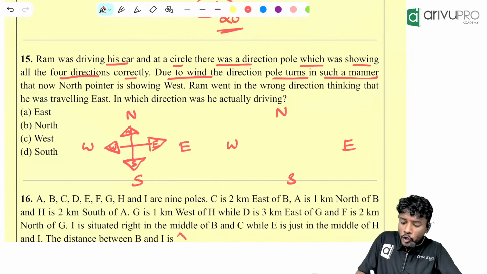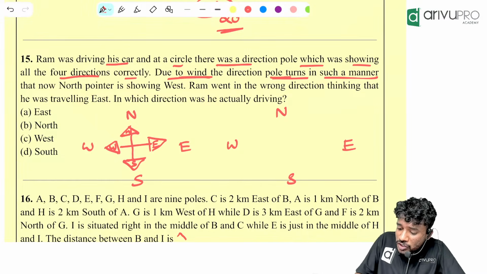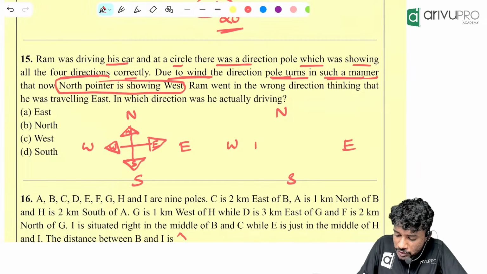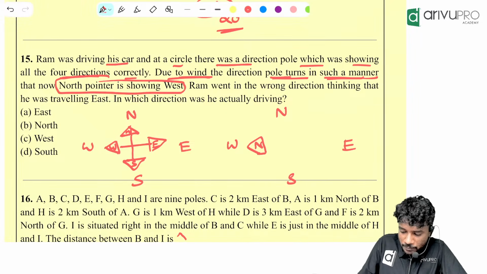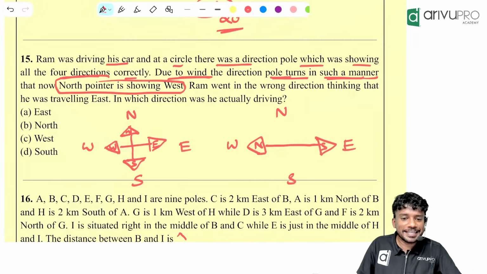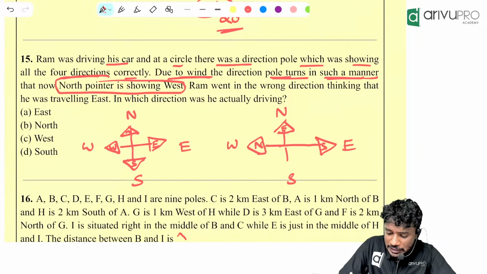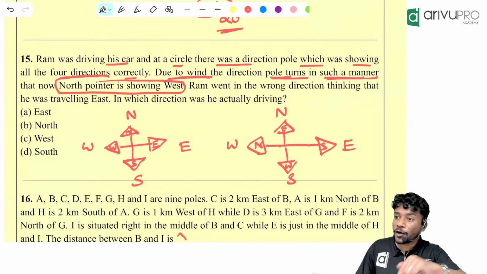Then what happened? Due to the wind, the direction pole turns in such a manner that now the north pointer is showing west. North pointer is now pointed towards which direction? The west direction. Okay. Then you tell me, this will be what pointer? Opposite will be what? South. Then right of our north pointer is always what? East. Opposite of east will be west. Those are the pointers according to the question.